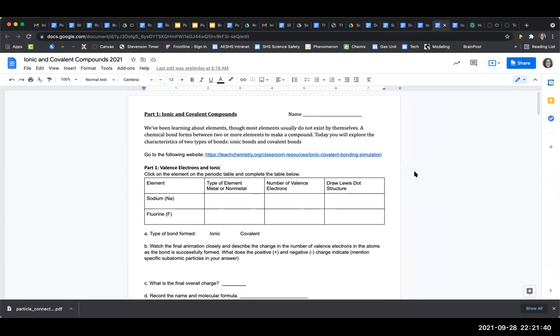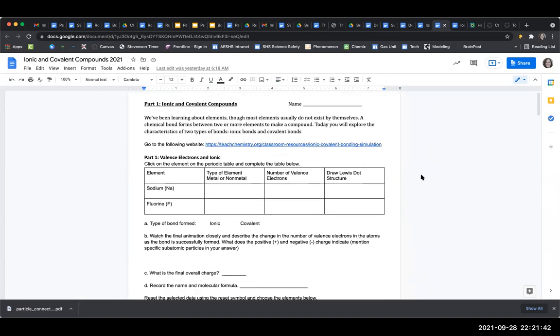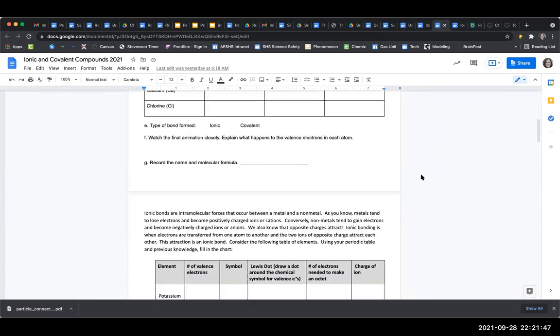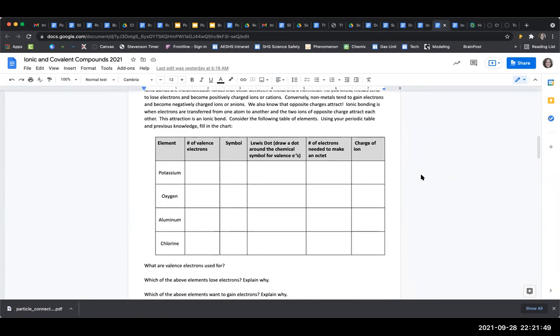In terms of what you were supposed to do without me, hopefully this simulation went really well. I think it's really designed pretty well, so hopefully you didn't have any questions about that. For Lewis dot, the number of valence electrons is equal to where those elements are in the periodic table, what group they are, and then however many they have becomes a dot in the Lewis dot diagram. The number of electrons needed to make an octet, well, you always need 8, so you're seeing how many away from 8 it is.